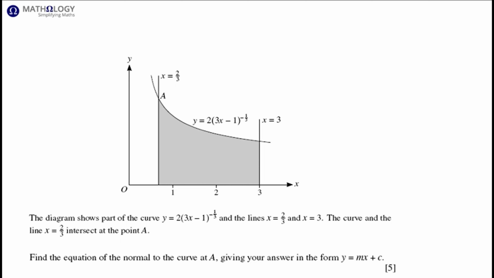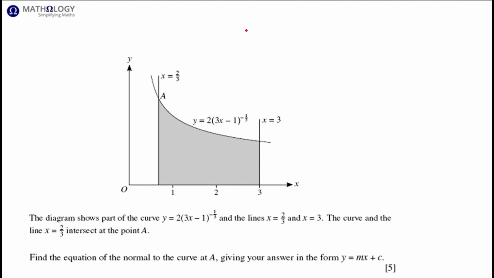The diagram shows part of the curve y equals 2 times (3x minus 1) to the power of minus a third, and the lines x equals 2/3 and x equals 3. The curve and the line x equals 2/3 intersect at the point A. We are required to find the equation of the normal to the curve at A, giving the answer in the form y equals mx plus c.